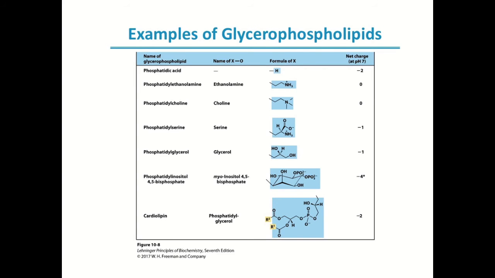Here are some examples of glycerophospholipids. The common glycerophospholipids are diacylglycerols linked to head group alcohols through a phosphodiester bond. Phosphatidic acid is the parent compound, and then each derivative is named for the head group alcohol with the prefix phosphatidyl. In cardiolipin, 2 phosphatidic acids share a single glycerol.